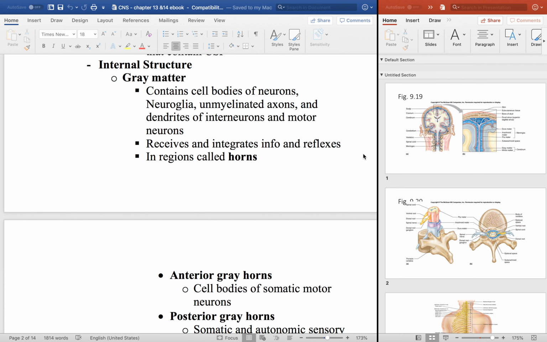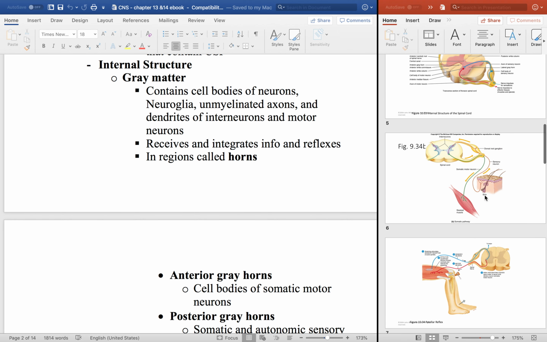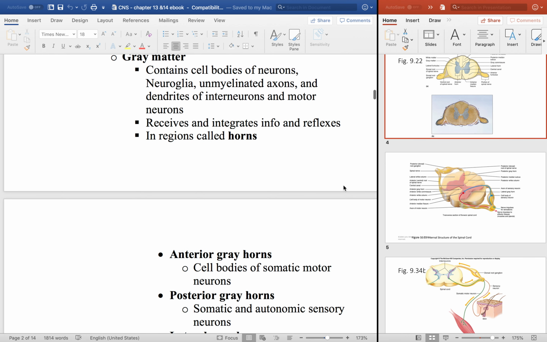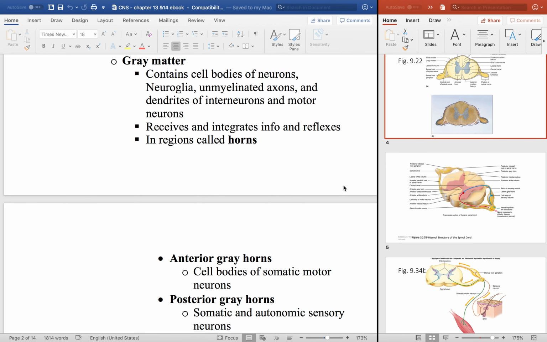So the gray matter, if you look at this slide right here, is in the butterfly shape or the H shape of the spinal cord. Okay, and the gray matter is divided into regions called horns. They receive information from the sensory neurons, and they also send out information.